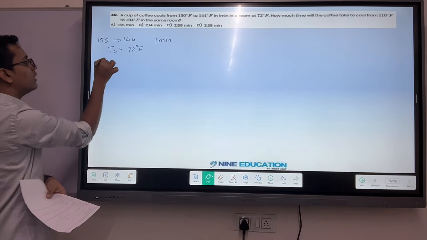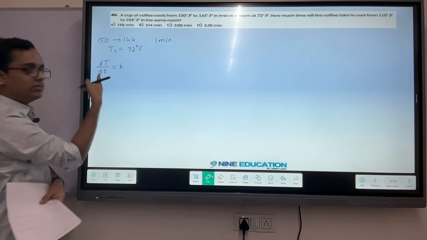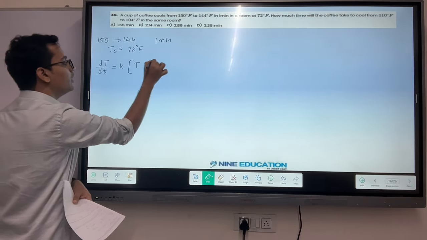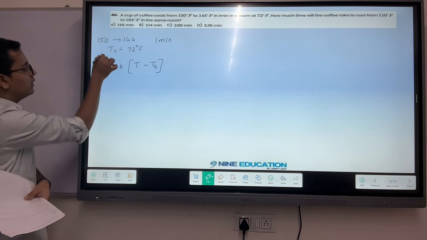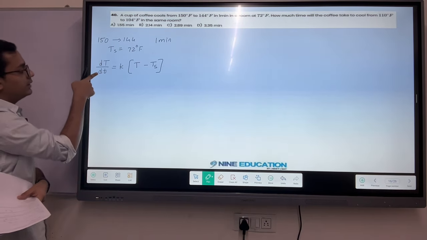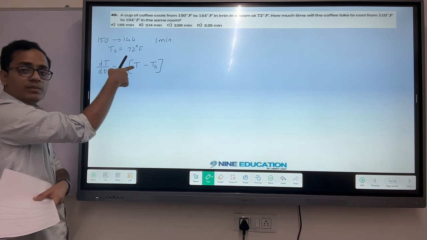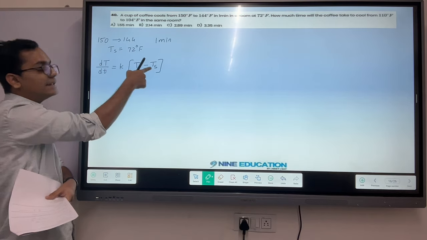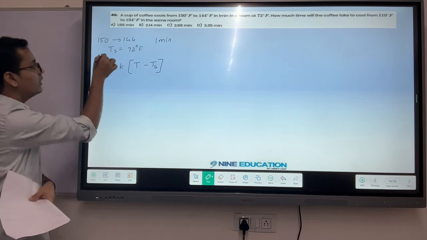So what is Newton's law of cooling? They are saying that the rate of cooling is proportional to, this K is some proportionality constant, difference in temperature of the body minus temperature of the surrounding. Correct? What is this dT? This is change in temperature. This is the time it takes for that change to happen. This is the temperature of the body. In this particular case, I will take the average of these two, and Ts is the temperature of the surrounding, which is 72 Fahrenheit.